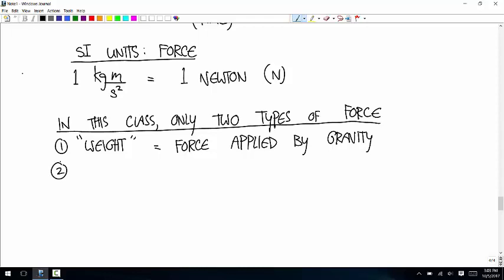And once you've dealt with the weight, the force that gravity applies to an object, the only other things that apply forces to objects are things that are making physical contact with its boundaries. So I'll just call it contact with another object.